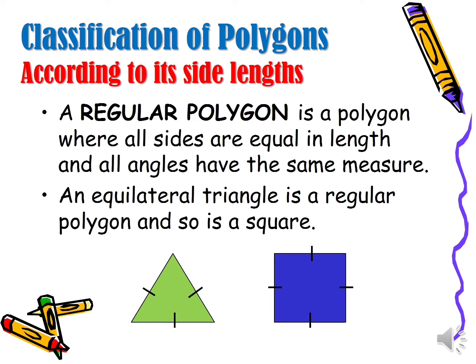Kung mapapansin ninyo, naglagay ako ng mga marka sa equilateral triangle at ng square. Ibig sabihin nito, kung pare-pareho ang bilang ng mga marka na nailagay, ay pare-parehas din ang sukat ng mga sides nito.